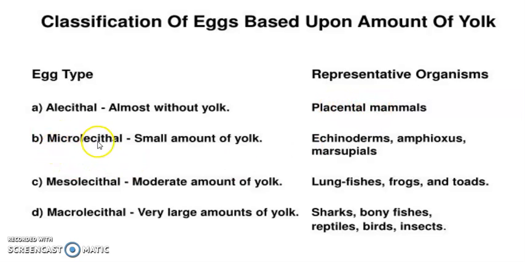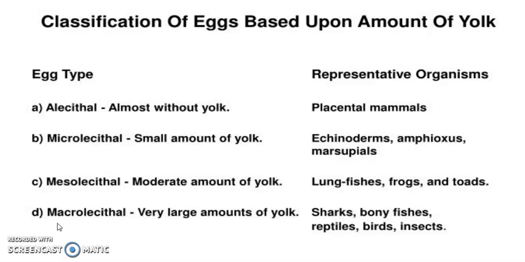And this is called microlecithal. Micro means little, small. Lecithal means yolk. Microlecithal eggs have a very small amount of yolk. Examples are echinoderms, amphioxus, and marsupials, that is, the pouched mammals. This is called mesolecithal. Meso means moderate, medium, and these are the eggs that have a medium quantity of yolk. Examples are frogs, toads, and lungfishes.